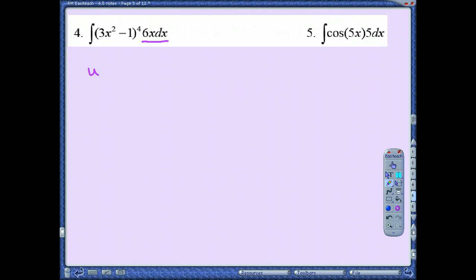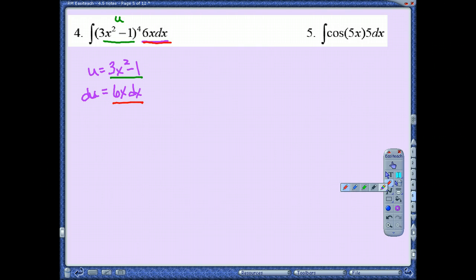So I'm going to let my u be that quantity being taken to a power. Well, then I'm going to differentiate. And remember, this is actually du over dx, but we're multiplying both sides by dx. So we're just taking that quick little shortcut. When I take the derivative of 3x squared minus 1, that gives me 6x dx. Oh, so now we understand what that 6x dx was doing. It's actually going to play the part of our du. Okay, so this is our u right here, and all of this is our du.